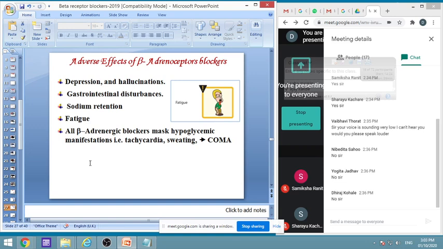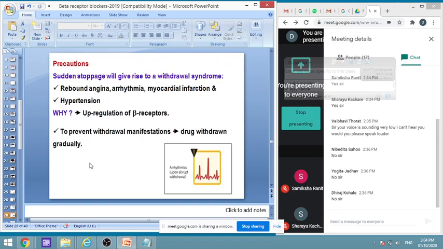These are the signs to warn the person that you are getting tachycardia, you are getting sweating, which means you can check your blood sugar level. But if the person does not check it, then it can be dangerous. So this is how the problem is. Then as a precaution, sudden stoppage should not be done. It will give withdrawal syndrome. It can cause rebound angina, rebound arrhythmia, rebound myocardial infarction, or rebound hypertension.